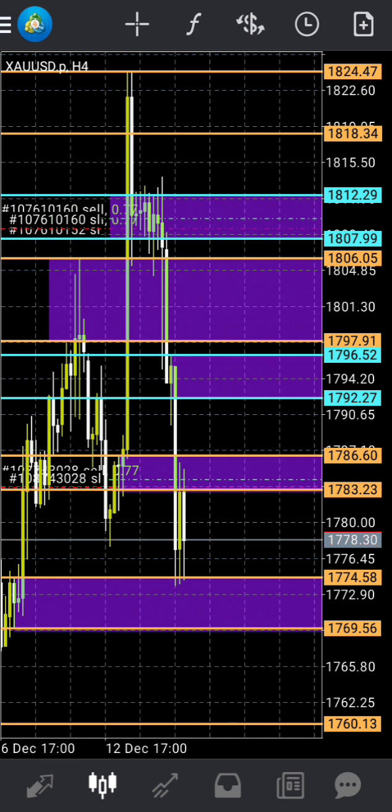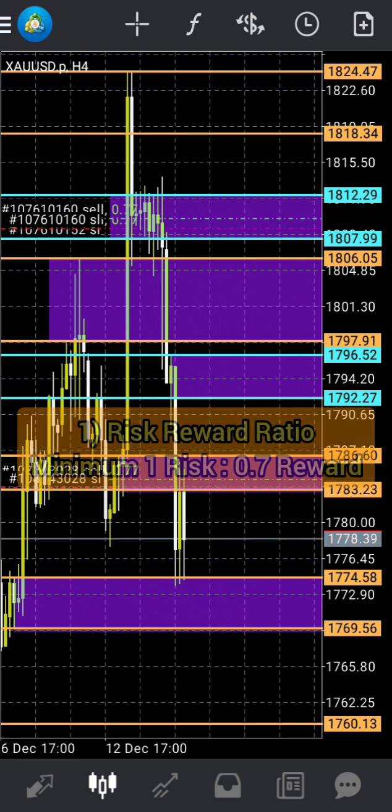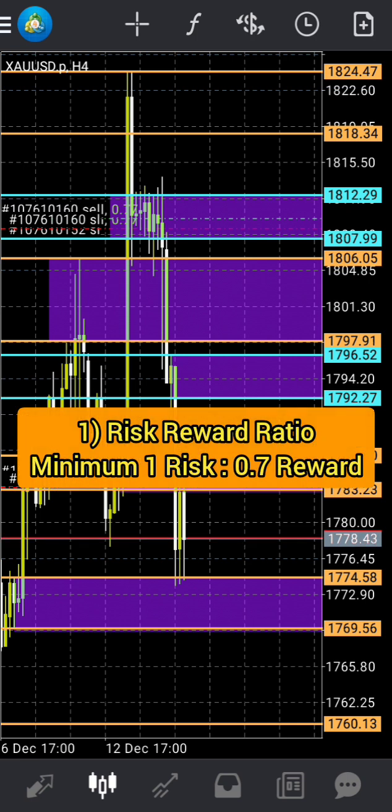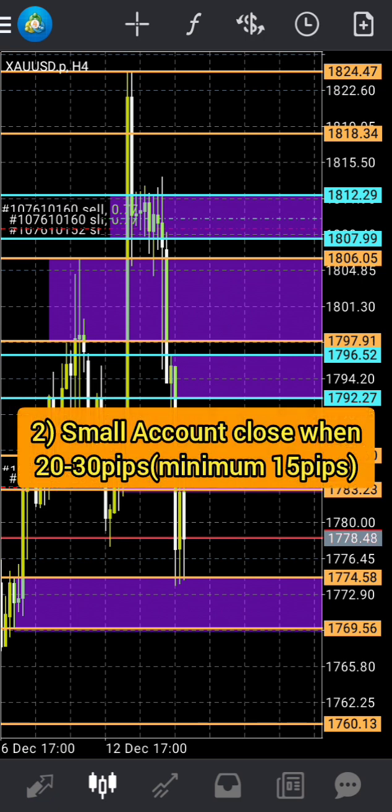So these 3 steps, you are gonna remind yourself from time to time. Okay, we do a revision. So the first thing is all about risk ratio. 1 risk to 0.7 reward minimum. Second thing, when your account is small, $50 or $100, at 15 to 30 pips, you have to close all. You have to set SLBE. But most of the time, I take 20 pips. 20 pips, I close all.